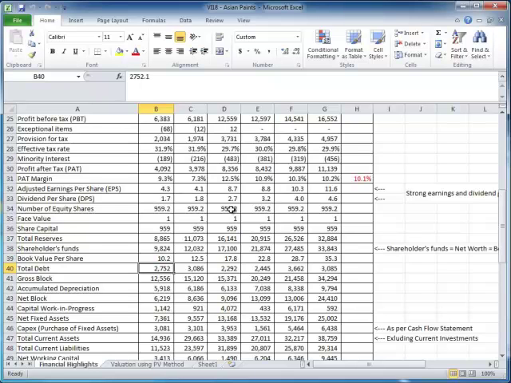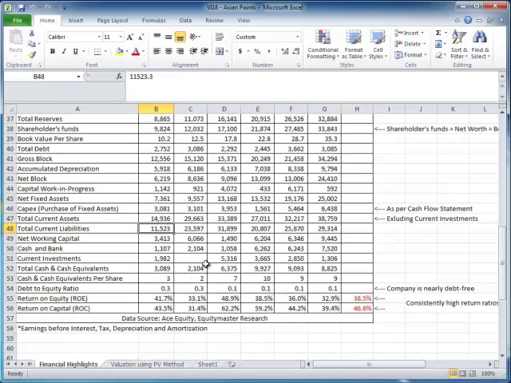Next we have the total debt, we have the gross block, we have accumulated depreciation, the net block, capital work in progress, net fixed assets, capital expenditure as a purchase of fixed assets, and this is again from the cash flow statement. And then we have total current assets, which are excluding current investments. Then we get total liabilities, then net working capital, then we have cash in bank, current investments, cash and cash equivalents, and cash and cash equivalents per share.